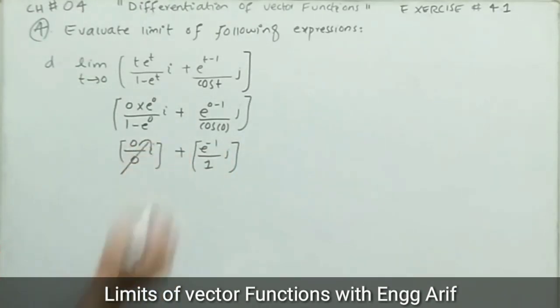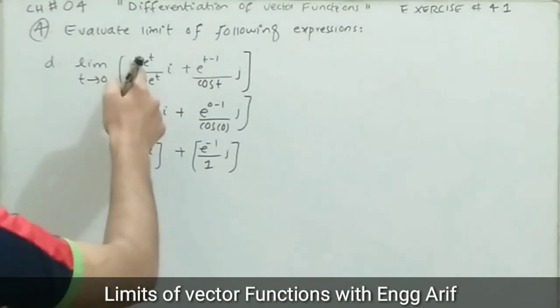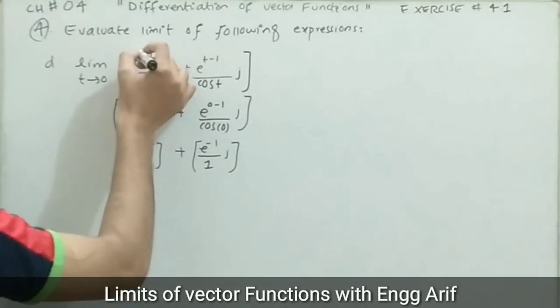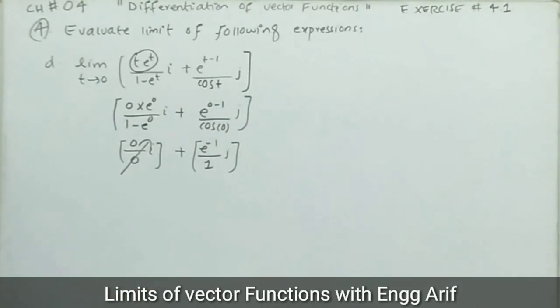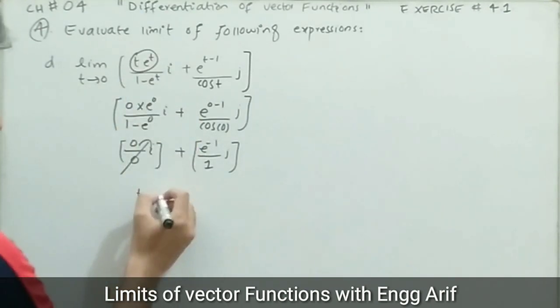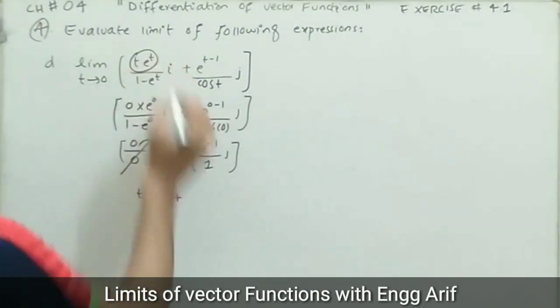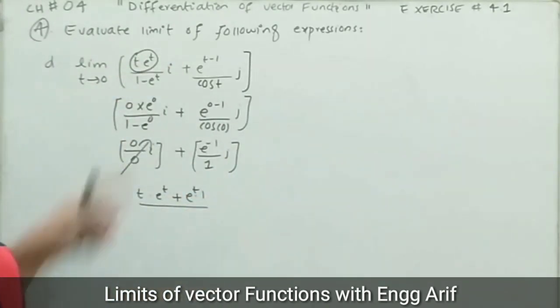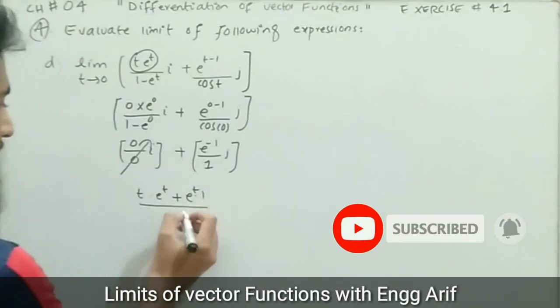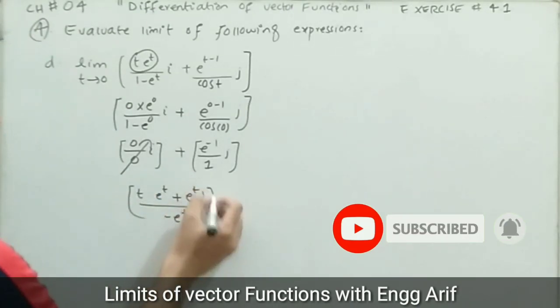Over here, for t e power t over 1 minus e power t, we can use L'Hospital's rule. Here these two functions are multiplied with each other, so according to the rule, we will use the product rule of differentiation. So first function t, derivative of the second function is e power t, plus second function e power t, and derivative of the first function is 1. Divided by derivative of 1, which is 0, and derivative of e power t, which is e power t, so it becomes minus e power t. Now I will apply the limit.